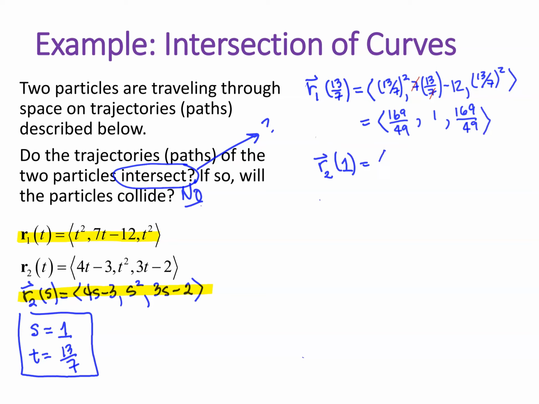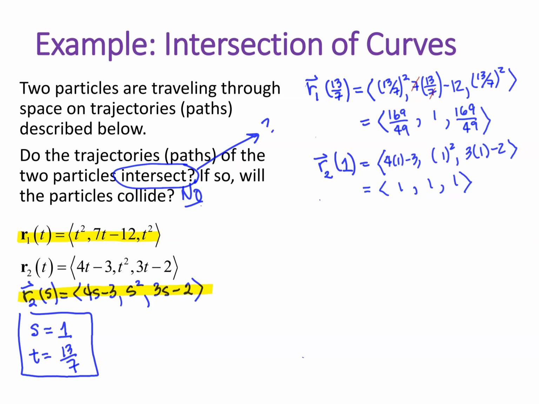For R2, substituting in 1, we would have 4 times 1 minus 3, 1 squared, and 3 times 1 minus 2, which gives us 4 minus 3 is 1, 1 squared is 1, and 3 minus 2 is 1. So we can see that these two curves, these two vector valued functions, do not intersect.